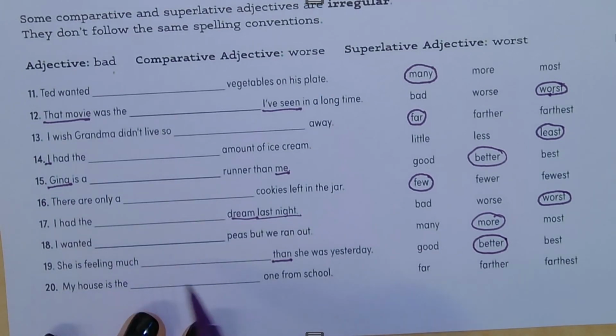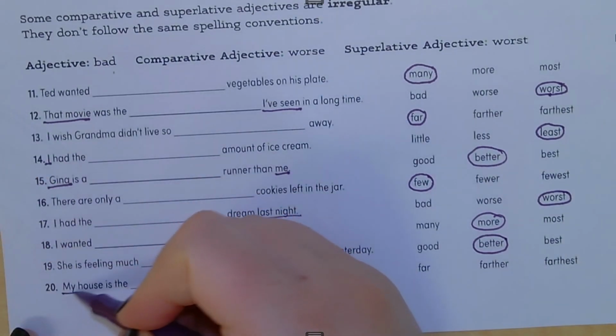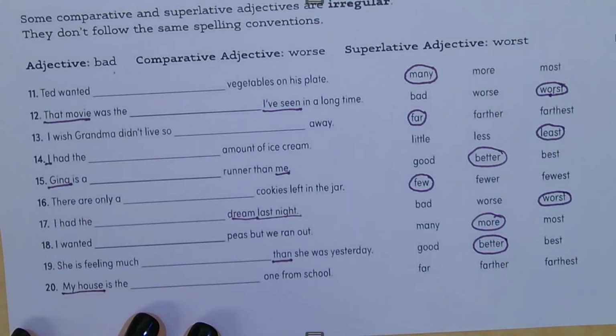My house is the blank one from school. Okay, so we are comparing my house to all the other houses. So that means that's three or more, which would be superlative. So let's go over to the superlative adjective, which is farthest. My house is the farthest one from school.